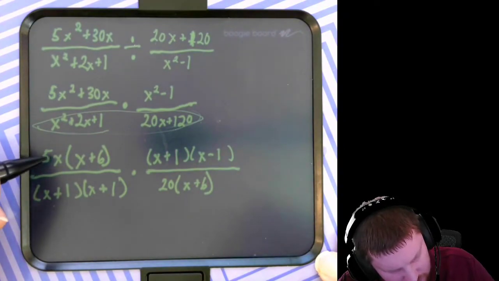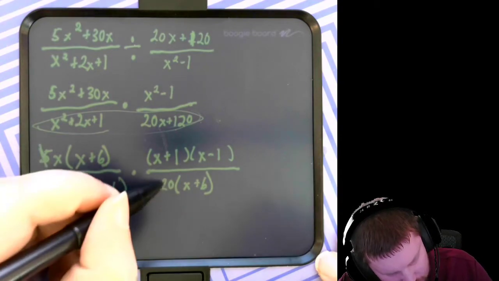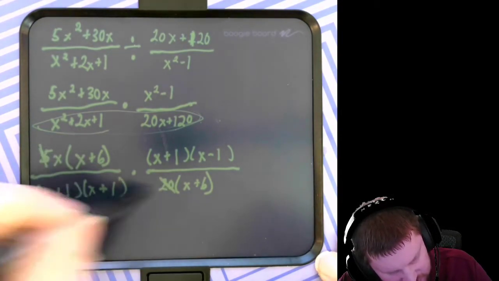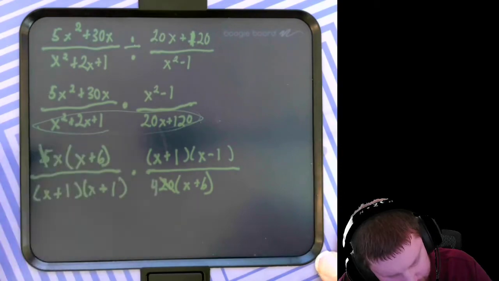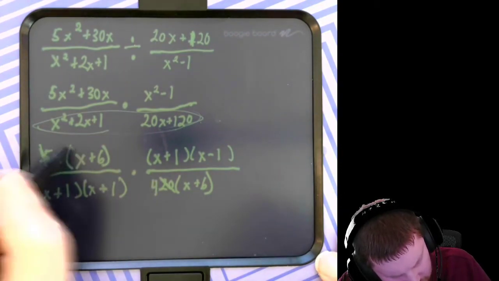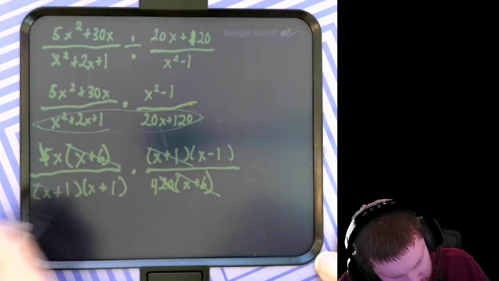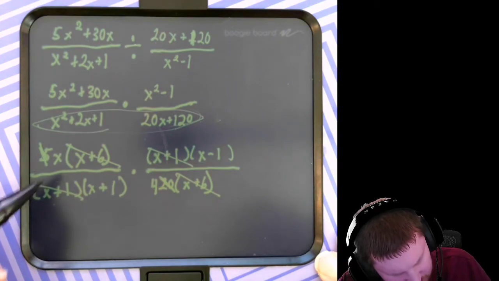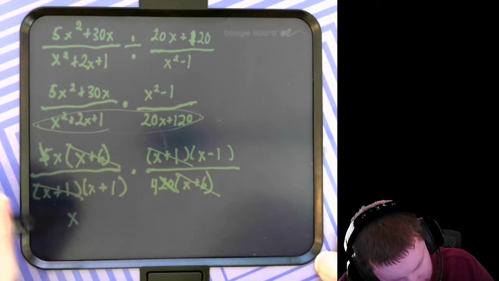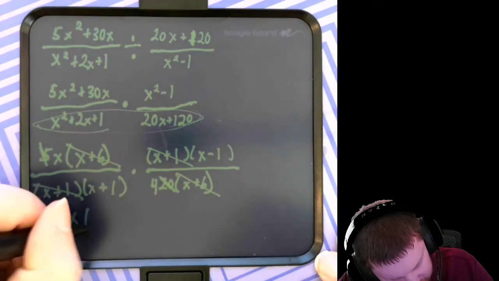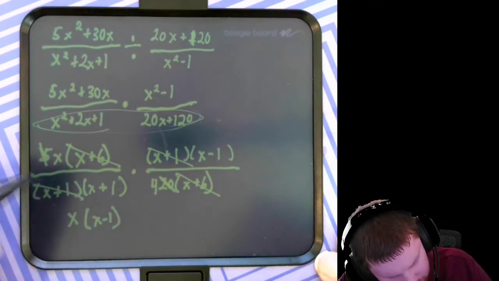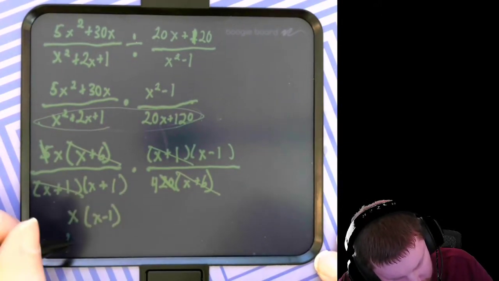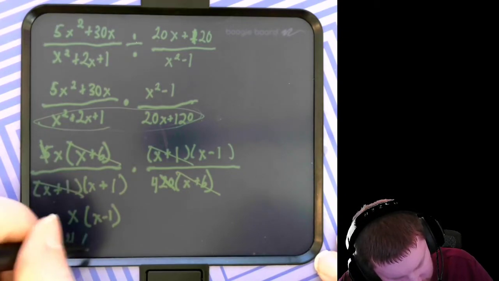So, looks like this 5 and this 20. 20 divided by 5 is 4. x plus 6, x plus 6, x plus 1, x plus 1. So I'm left with x on top, x minus 1 on top, 4 on bottom, and x plus 1 on bottom.